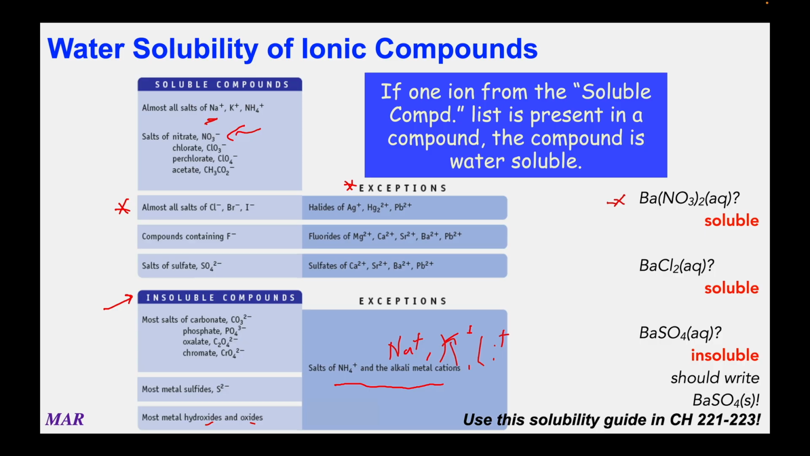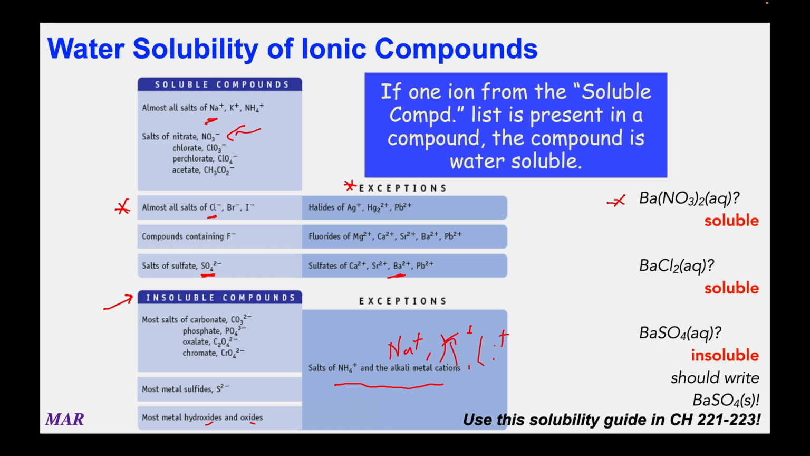Now, BaCl2 has chloride, and most of the time, chloride is soluble, aq, with three exceptions: silver, mercury, and lead. Barium is not one of those three, so we would say that it's soluble, and we should write BaCl2 aq. It dissolves in water. However, if I asked you about barium sulfate, sulfate's down here at the bottom. It's usually soluble, but there are some exceptions. And when you look over there, notice that barium is one of the exceptions. So BaSO4 is insoluble. It is not soluble.